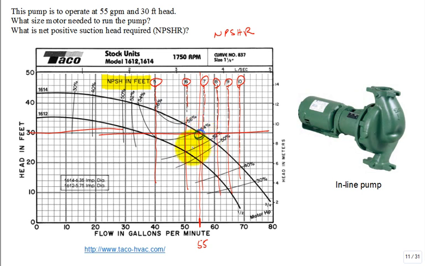What size motor is required? There's two things. The size of the motor, this curve right down here, it says motor horsepower. You need either a half or a 3/4. If you have this size impeller or that size impeller, you need either a half or a 3/4 horsepower motor. What size would you need for this operating point? 3/4.